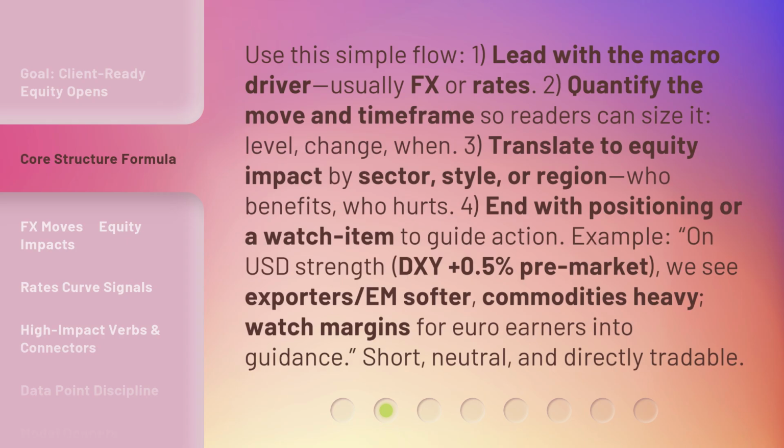Example: on USD strength, DXY plus 0.5% pre-market, we see exporters, EM softer. Commodities heavy. Watch margins for euro earners into guidance. Short, neutral, and directly tradable.